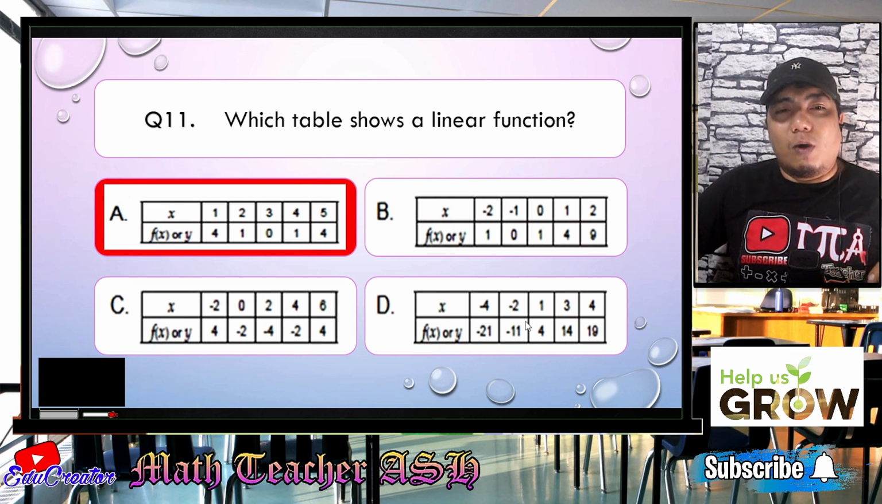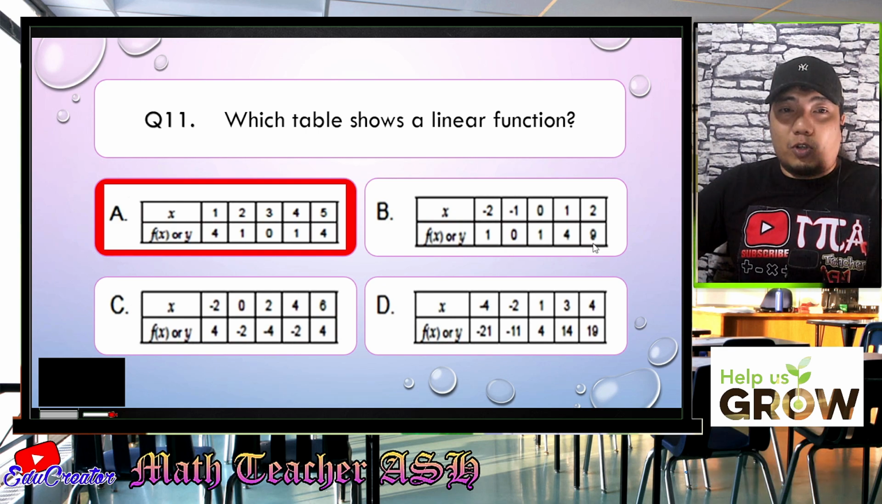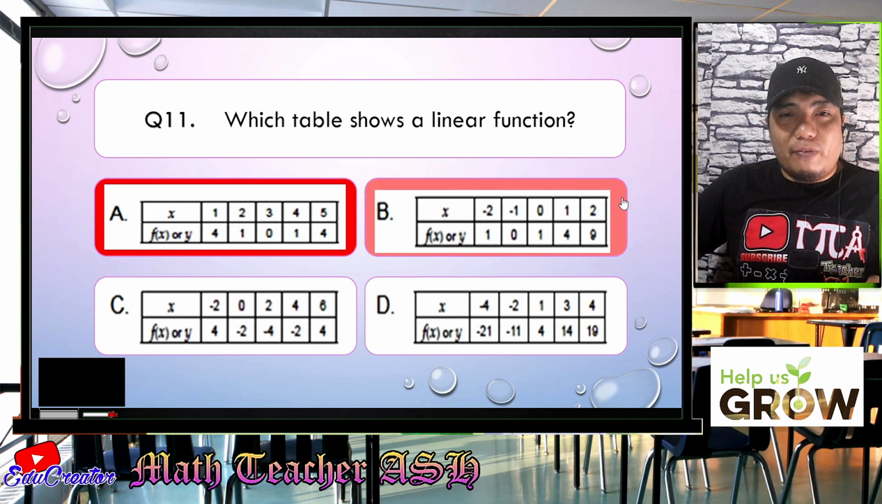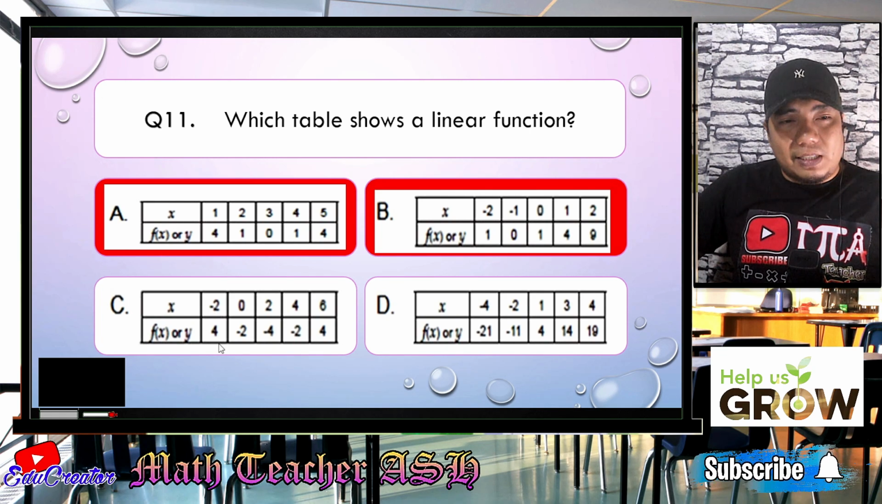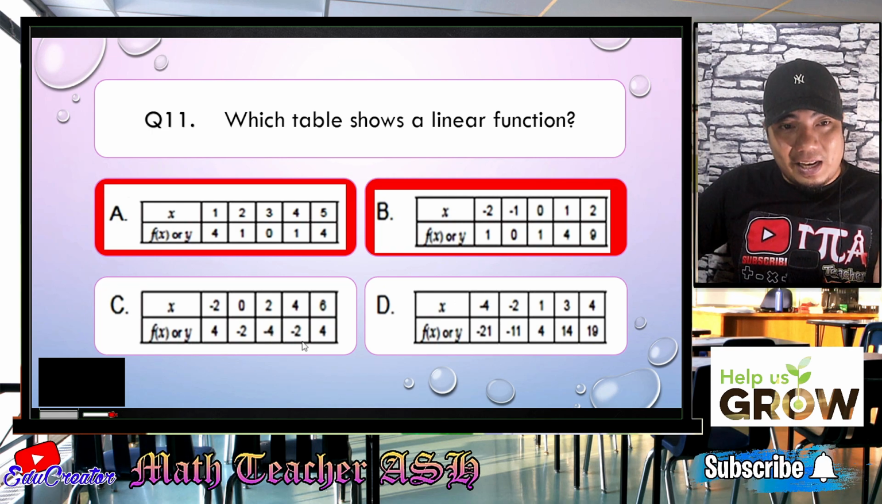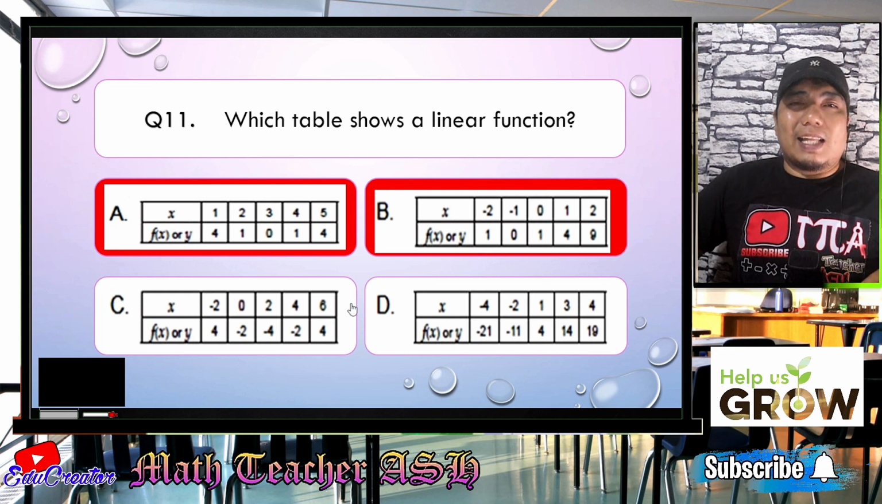All right. How about letter B? 1, 0. It is decreasing. Then, positive 1, positive 4, positive 9. So going from decreasing to increasing, this is also not a linear function. How about letter C? Positive 4, negative 2, negative 4. That is decreasing, all right? However, negative 4 to negative 2 is increasing, then going to positive 4. So this is also wrong. This is not a linear function.